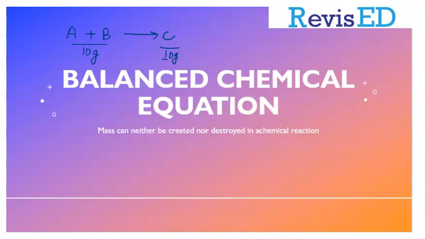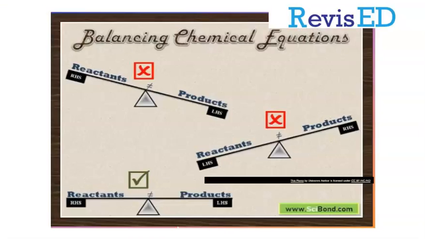Now let me give you some more detail. If the product is more, then it is not balanced. If your reactant is more, then it is not balanced. It is balanced when your reactants are equal to your products, right?